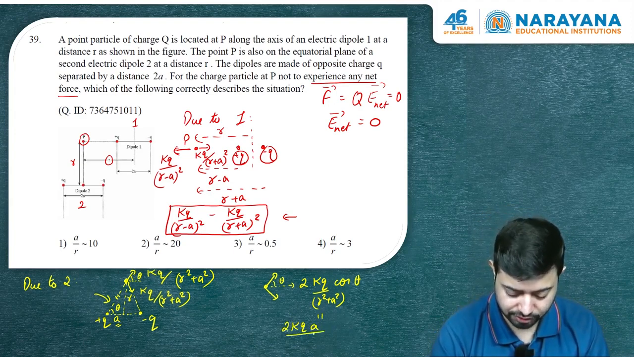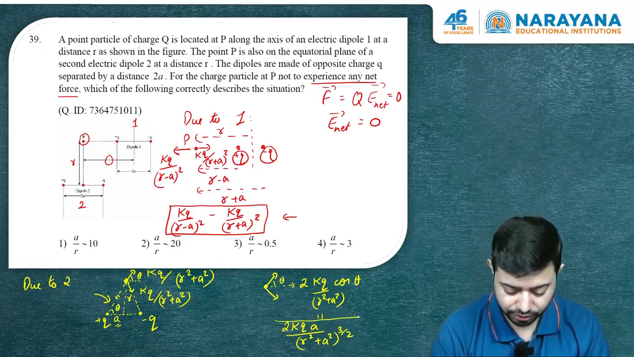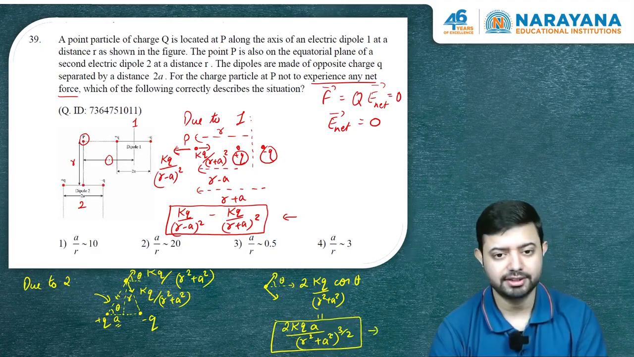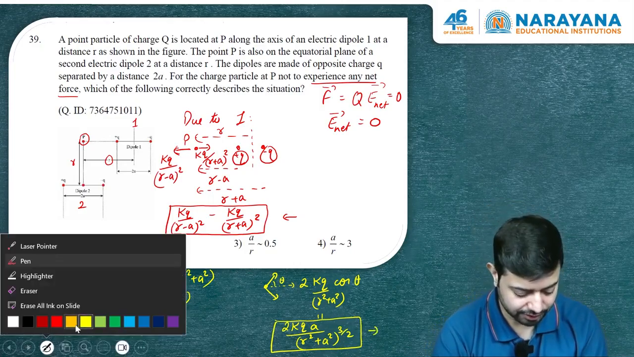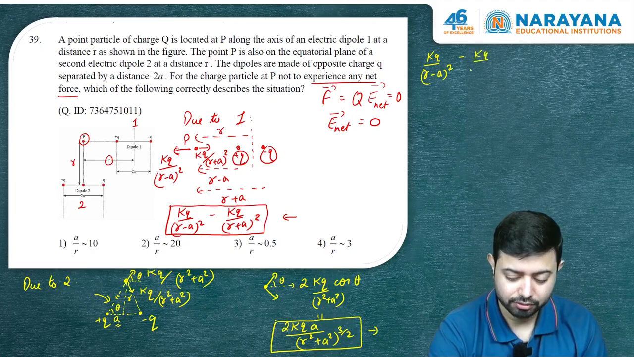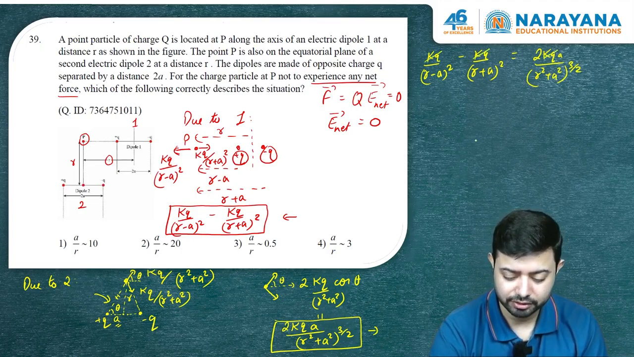So, therefore, overall this term will be how much? r square plus a square to the power 3 by 2. Now, this is the field due to dipole 2 in which direction? In the right direction, right. So, this left and right direction field should be balanced, then only we can get the situation, right. So, let us see now. kq by (r minus a) whole square minus kq by (r plus a) whole square should be equal to 2 kqa by (r square plus a square) raised to the power 3 by 2. kq is simply getting cancelled, no need of it, right.